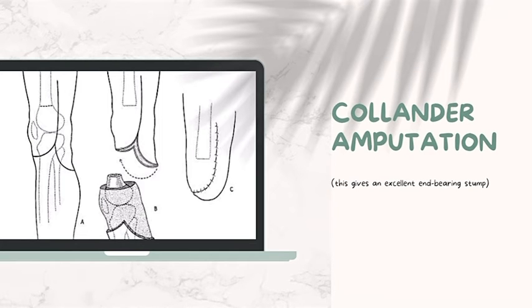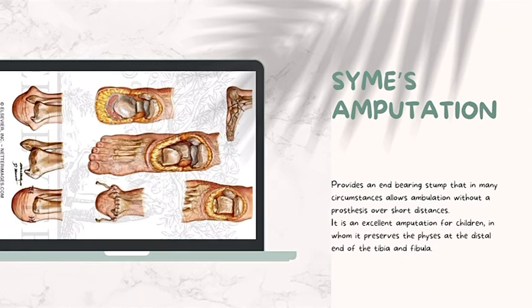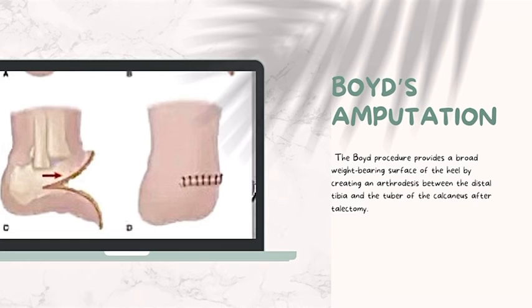Next, we have a few examples of certain amputations. So, firstly, we have the Callander amputation. This gives an excellent end-bearing stump. This is an amputation of the middle third of the leg. This is Syme's amputation. It provides an end-bearing stump that in many circumstances allows ambulation without a prosthesis over short distances. It's an excellent amputation for children in whom it preserves the physis at the distal end of the tibia and fibula. We have Boyd's amputation.